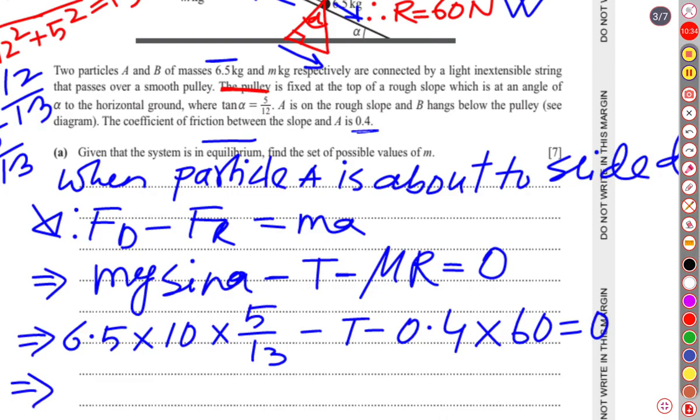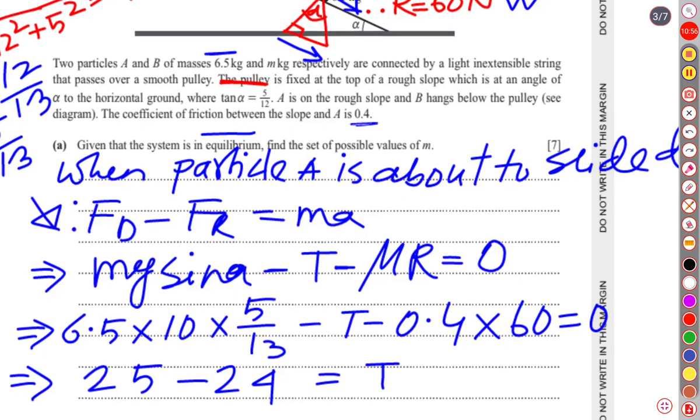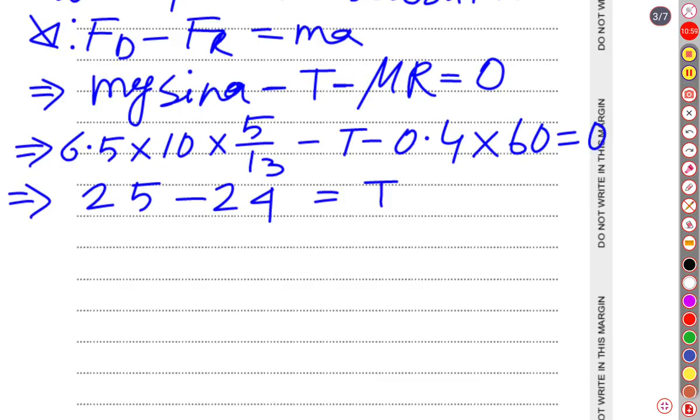It is 6.5 into 10, 65. If we divide 65 by 13, it is 5. So 25 minus 24, since if we multiply 60 by 0.4, it is 24, and T can be isolated. Hence this can be our equation number 1. We already know that there are two possibilities of tension. Hence our T is going to be 1 Newton. Okay, this is one of the possibilities when all the forces are resistance forces except weight.